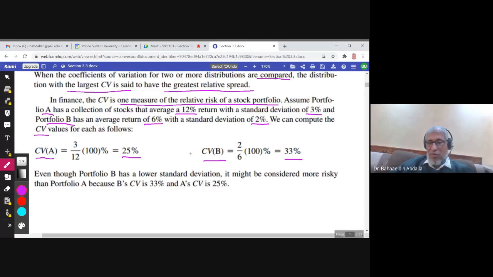So now you can compare and find that the coefficient of variation of portfolio B is greater than the coefficient of variation of portfolio A. So portfolio B is more risky than portfolio A. Although portfolio B has a lower standard deviation, it has a higher coefficient of variation. So it's more risky because the coefficient of variation is higher. The spread is more, so it would be more risky.